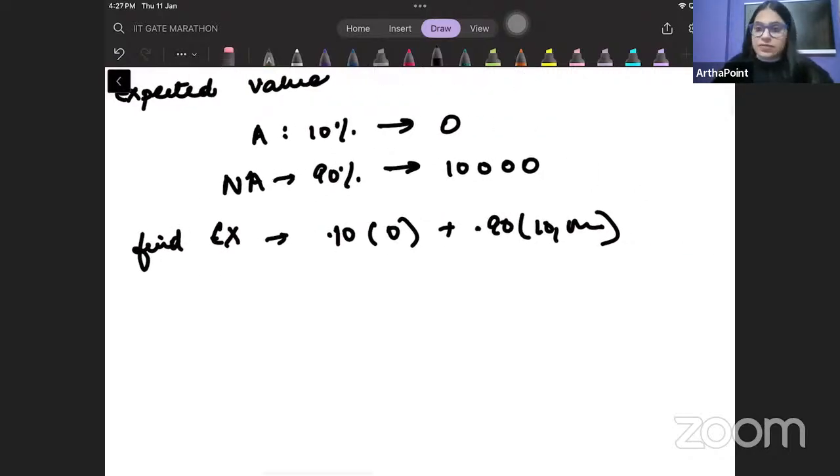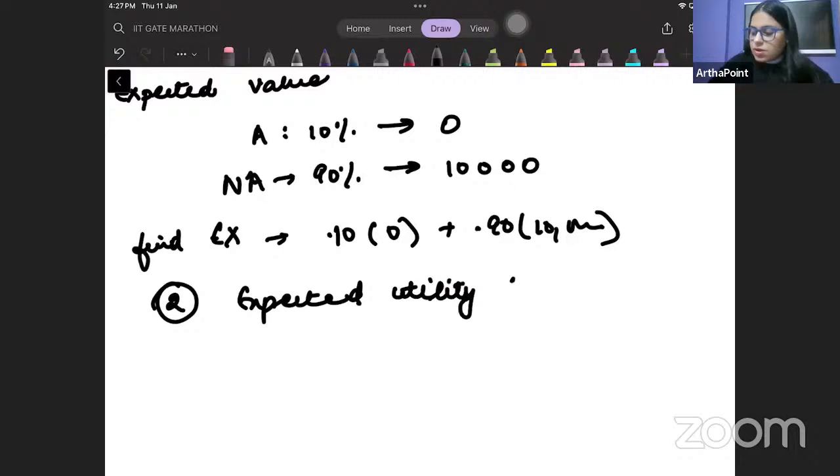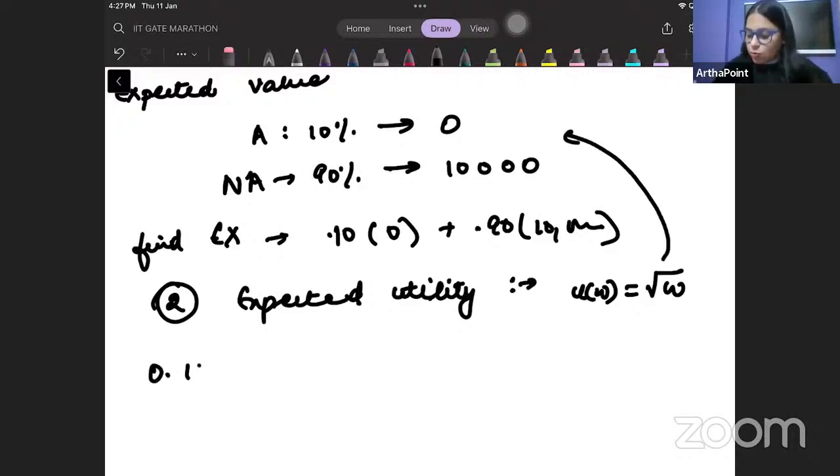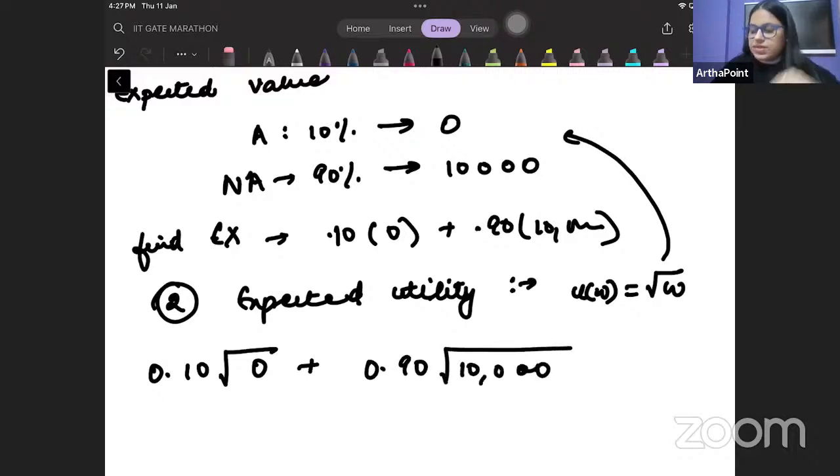Okay, so this is expected value. Then the second kind of question that can be asked in exam is expected utility. In expected utility, you will be given a utility function and you will be asked to calculate expected utility. तो उसमें क्या होगा ना? So if I were to find expected utility, I will be having 0.10 root 0 plus 0.90 root 10,000. That's the second kind of question.